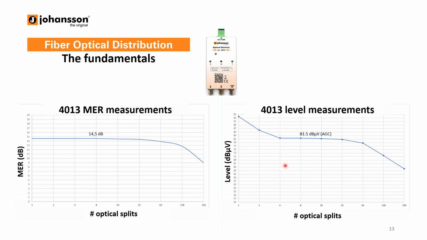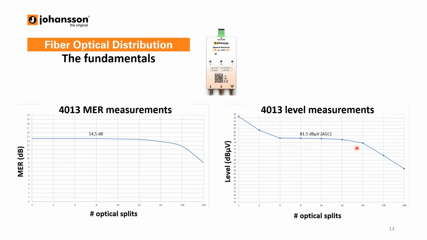But in our case, you see that around the fourth split, it's equalizing, and this is because of the automatic gain control, which is also built in this receiver and even in all our receivers. So all our receivers have automatic gain control, which is set at around 80 dB microvolts. So here what you see is that from 4 splits onwards, the signal level would drop below the 80 dB microvolts. And this is where the AGC kicks in.